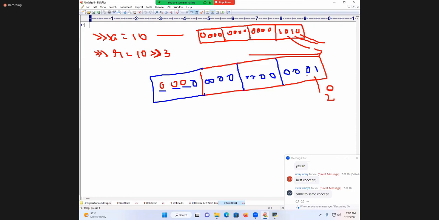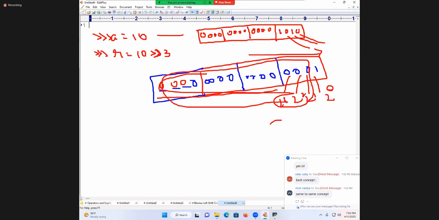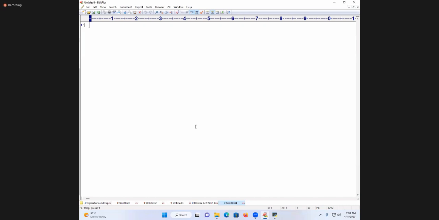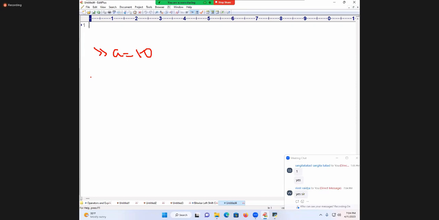2 to the power of 0, 2 to the power of 1, 2 square, 2 cube. 0 into all these things will become 0 only now. Plus 1 into 2 to the power of 0. Answer is 0 plus 1, that is 1. Are you following me? Once again, A is equal to 10, and I am writing R is equal to A right shift 3. Print of R. What is the answer now? 1. Getting the diagram now?